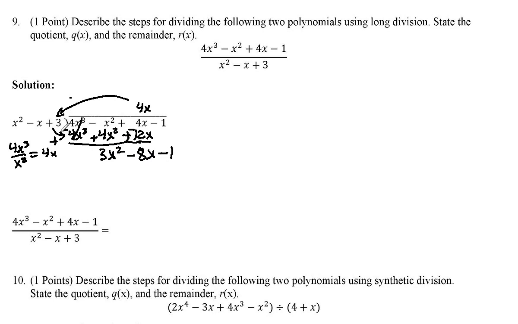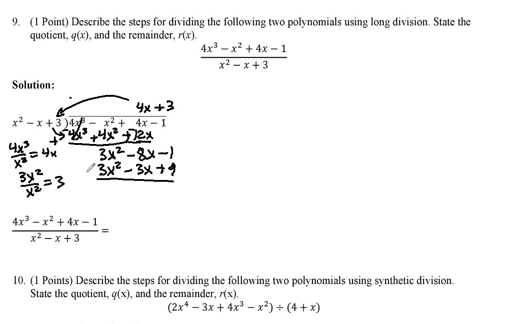And now we look at leading coefficients again. So 3x squared divided by the x squared will leave us 3. So that goes up here, plus 3, that's our quotient, 4x plus 3. Now 3 times what's out in front, so 3 times x squared, 3x squared. 3 times negative x here, negative 3x. And 3 times 3, 9.